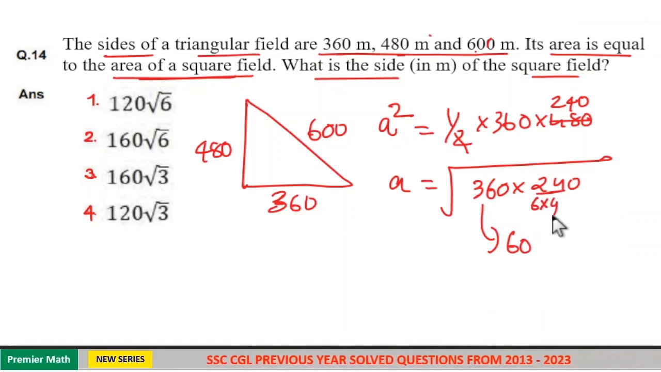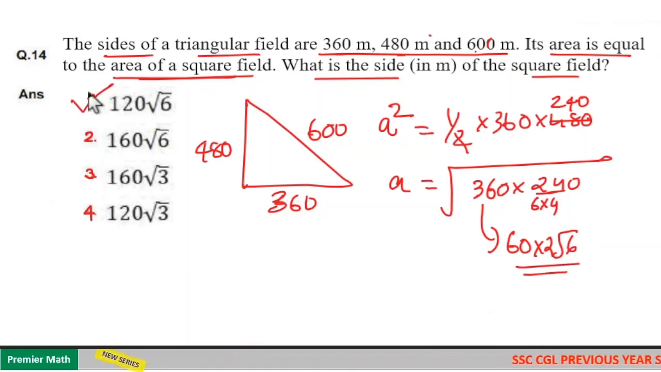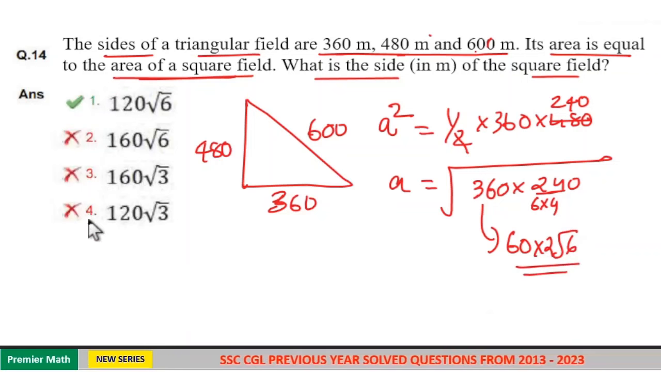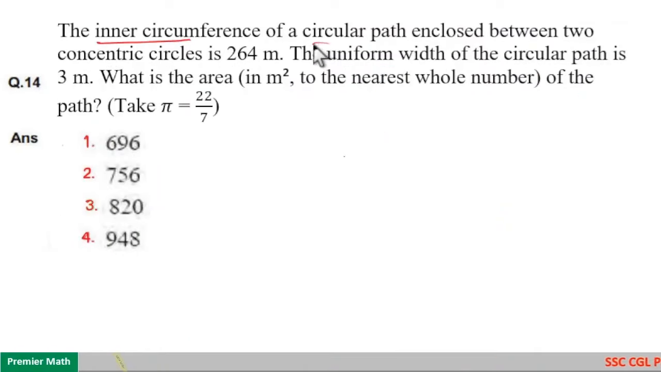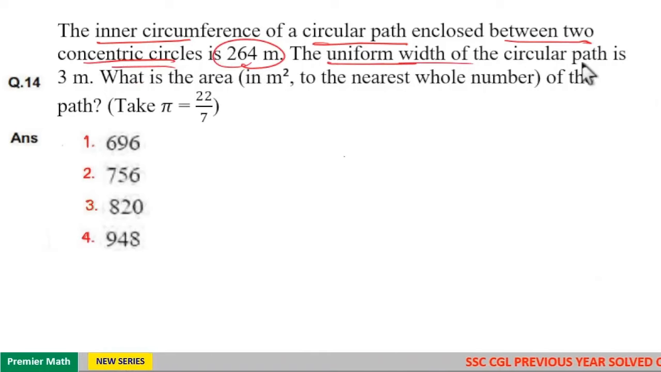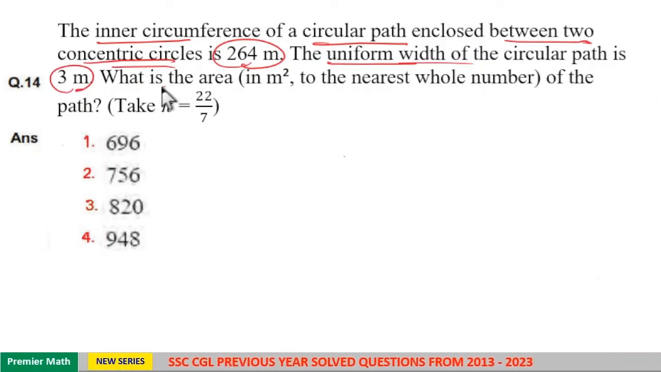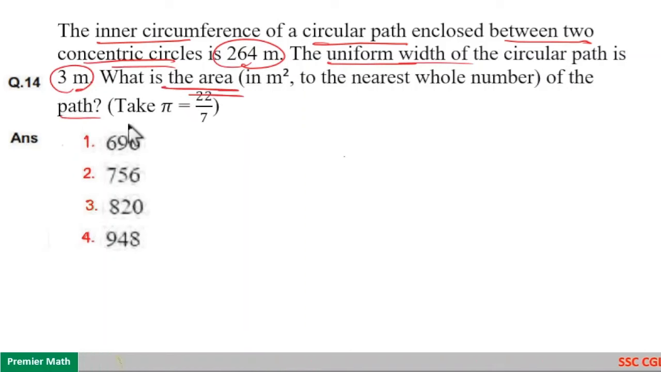Remaining 24. 6 into 4 is 24. So root 4 is equal to 2. Remaining root 6. So this is 120 root 6. Option 1 is your answer. The inner circumference of a circular path enclosed between two concentric circles is 264 meter. The uniform width of the circular path is 3 meter. What is the area of the path?